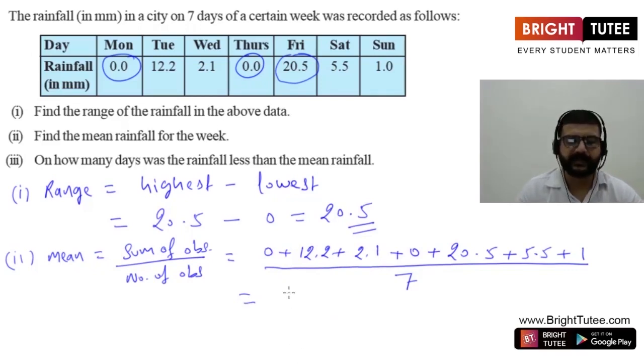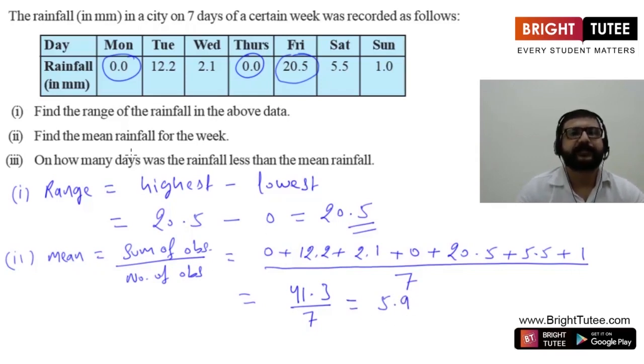The sum here will be 41.3. This will be divided by 7. Now by simplifying this further, we will get 5.9. Therefore, the mean rainfall for the week is 5.9 mm.